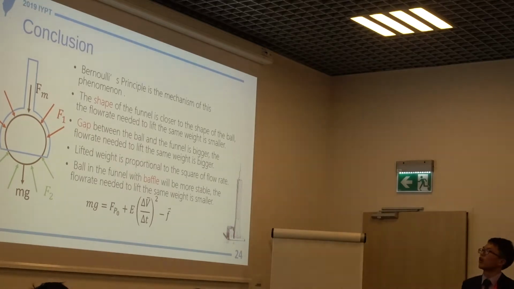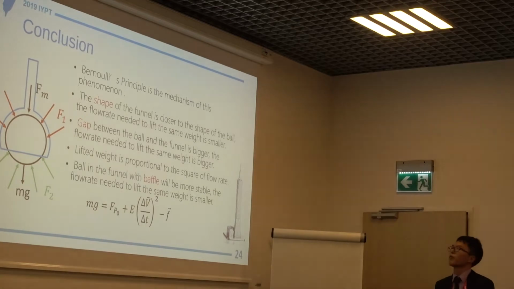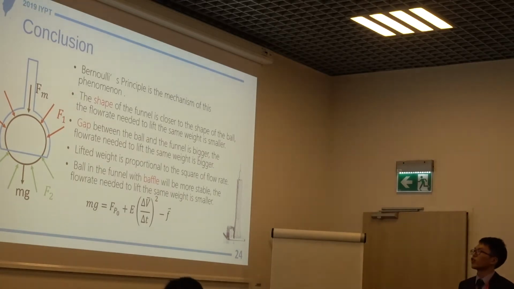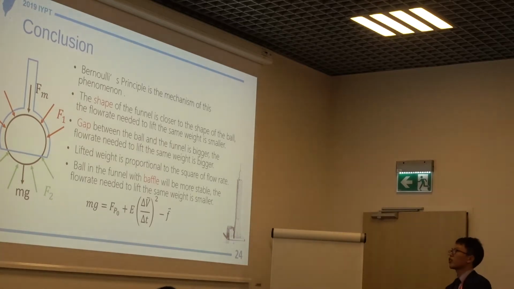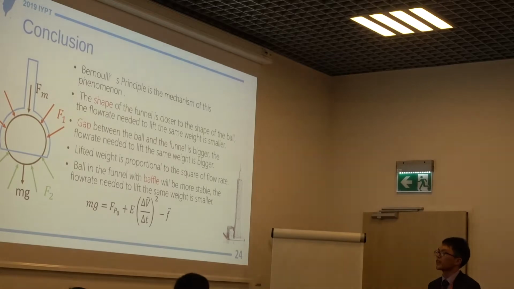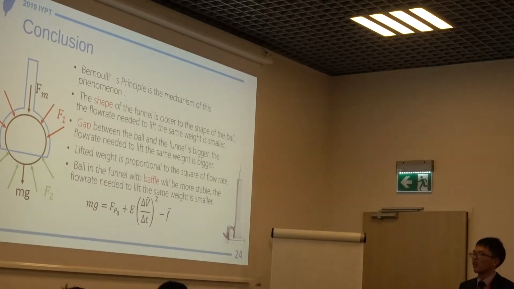First, the principle is the mechanism of this phenomenon. Also, when the shape of the funnel is closer to the shape of the ball, the flow velocity becomes smaller. The gap between the funnel and ball is bigger, so the flow velocity becomes smaller. And the lift is proportional to the square of the flow rate, which is the result from the formula calculation. And also, the ball in the funnel with the baffle will be more stable because the impact will only act on the ball. Thank you. This is the end of my presentation.